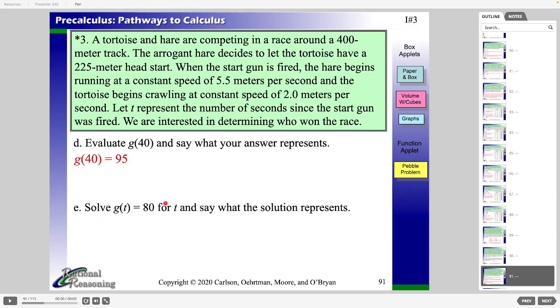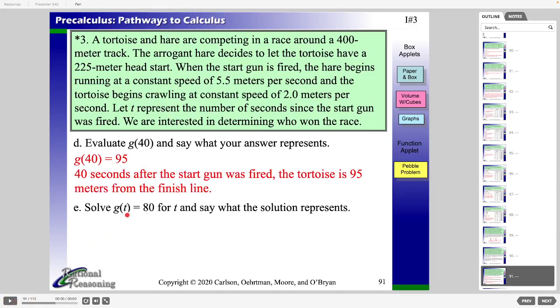And solve for g of t equals 80 for t. So that's, again, what we're solving for: how many seconds before the tortoise is 80 from the finish line. Notice it probably should be a little bit more than 40 seconds because at 40 seconds he was 95. So we'll see how that works. Again, we've explained it. If you solve it, you get 47.5, which makes sense. It should be more than that.